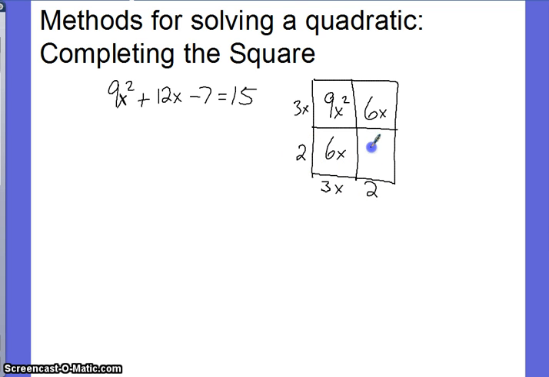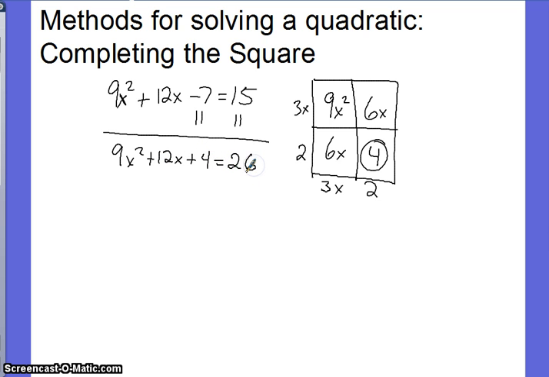So now 2 times 2 is 4. So I need 4 in this spot. Right now I have a -7 in that spot. So how do I get 4 there? Well, add 11. So I add 11 to both sides. So now I have 9x squared plus 12x plus 4 is equal to 26. Now that I have that, now I can rewrite 9x squared plus 12x plus 4 in its factored form. 3x plus 2 squared is equal to 26.